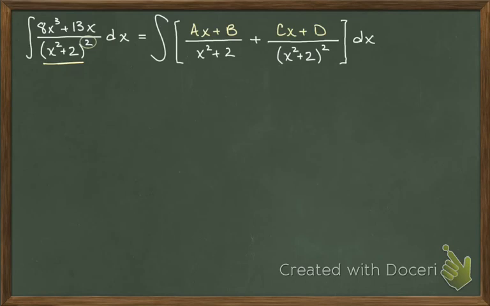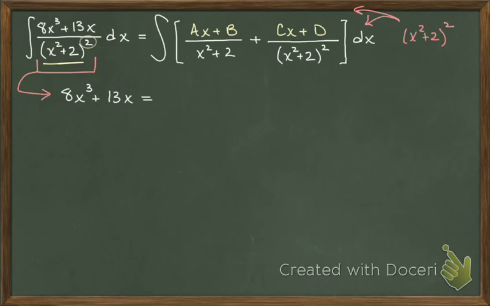I need to find these placeholders A, B, C, and D. So just like before, I'm going to clear fractions. I'm going to multiply through by my common denominator everywhere. We know on the left side, I'm going to get the numerator of the whole thing. All right, so I'm doing something on the side, right? This isn't still an integral form. I'm just looking at the insides of everything.